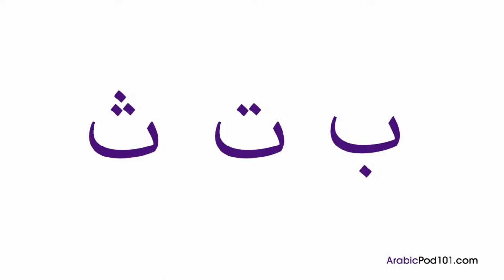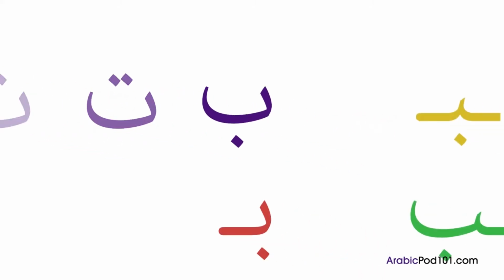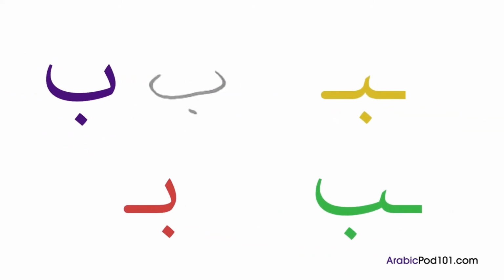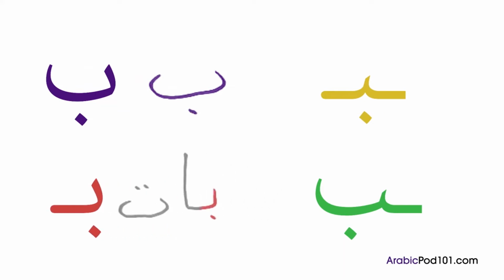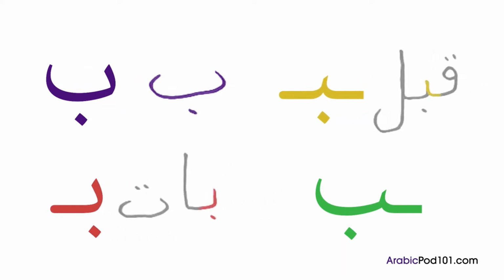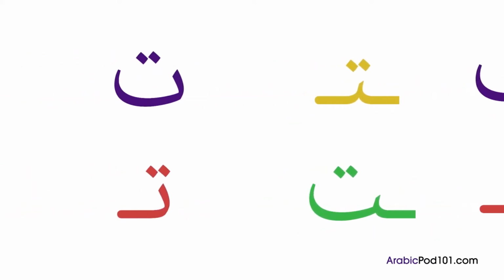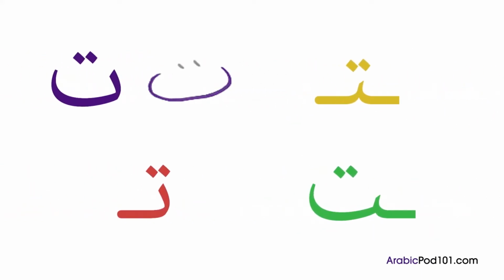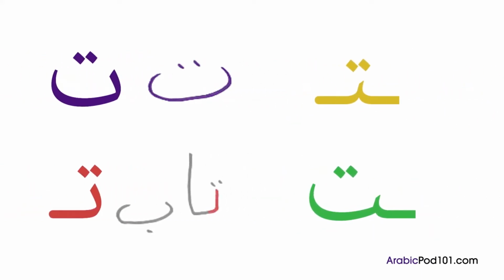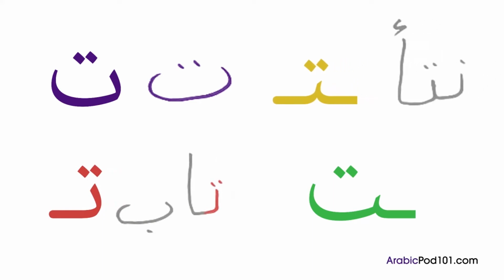In the second lesson, we learned ba, ta, and tha. First, we have ba. Isolated, initial, medial, final. Then there's ta. Isolated, initial, medial, final.